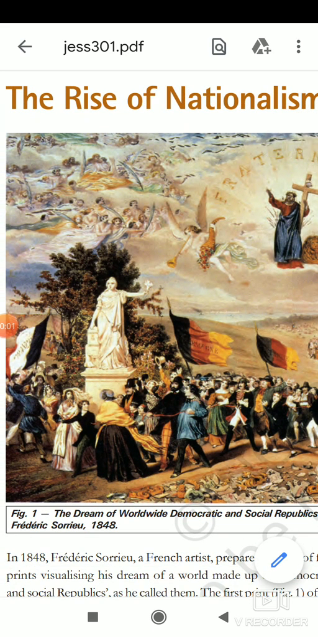Good morning, students. Today I am here with a new chapter of history, the rise of nationalism in Europe. In this chapter, we are going to study nationalism in Europe. Basically, the chapter starts with a picture.